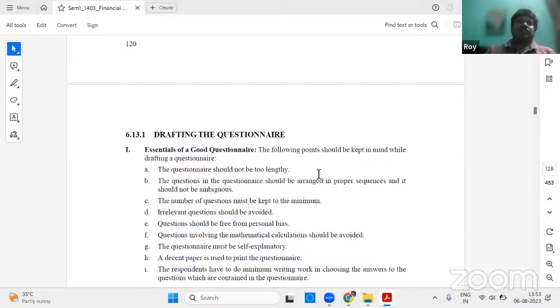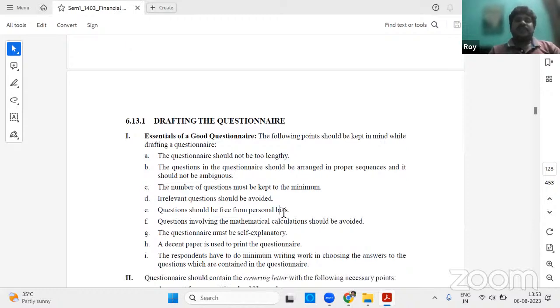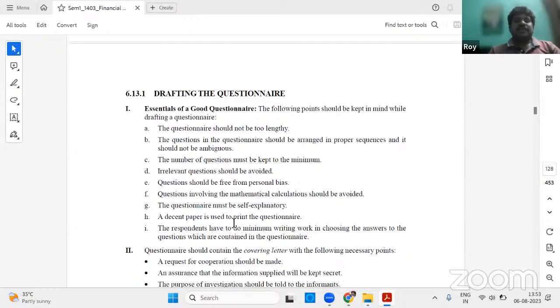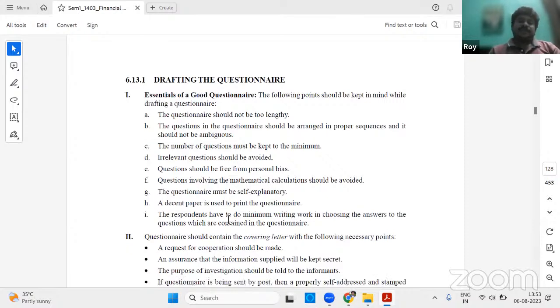Drafting the questionnaire. How to draft a questionnaire? The following points should be kept in mind while drafting a questionnaire. The questionnaire should not be too lengthy. The questions should be arranged in proper sequence. The number of questions must be kept to a minimum. You should not write too many questions. Irrelevant questions should be avoided. Questions should be free from personal bias. Questions involving mathematical calculation should be avoided. The questionnaire must be self-explanatory. Decent paper is used to print the questionnaire. These days, no one is using prints, but people are sending it online. Having minimum writing work in choosing the answers.